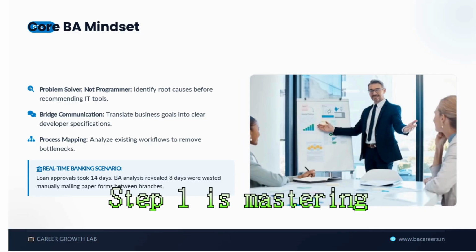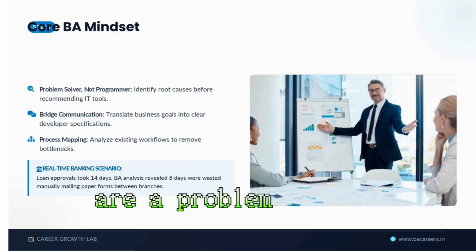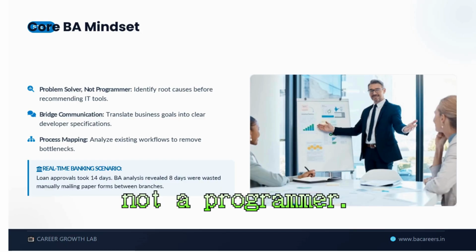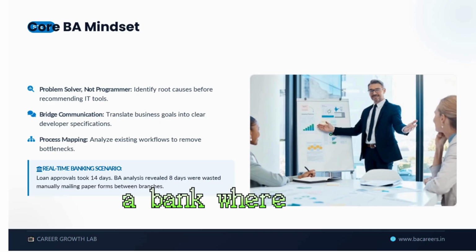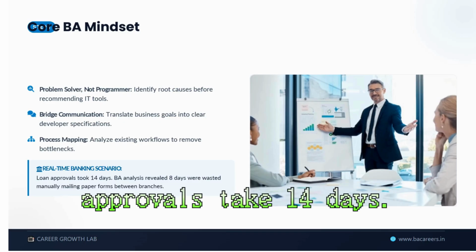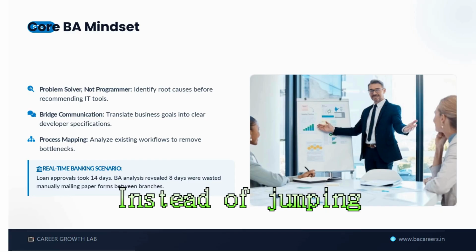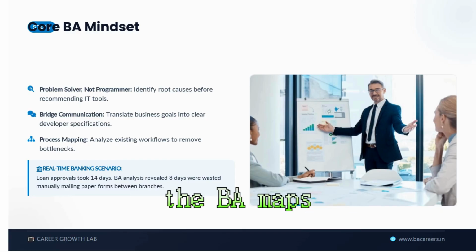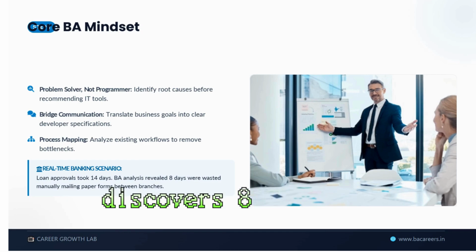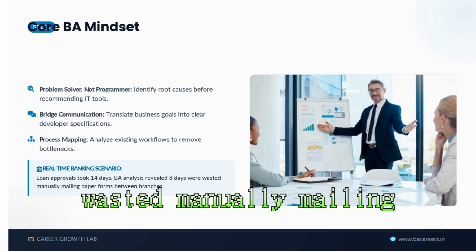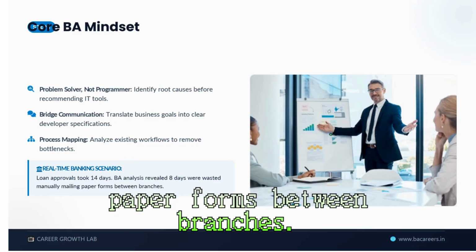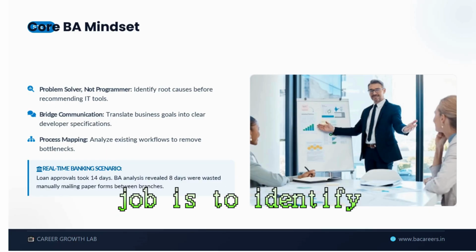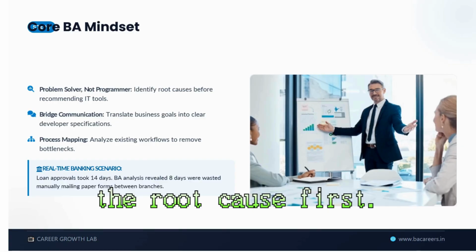Step 1 is mastering the BA mindset. You are a problem solver, not a programmer. Imagine a bank where loan approvals take 14 days. Instead of jumping to build an app, the BA maps the process and discovers 8 days are wasted manually mailing paper forms between branches. Your job is to identify the root cause first.